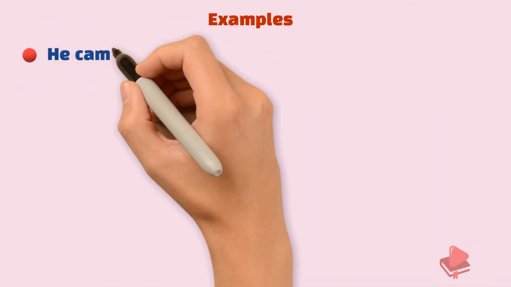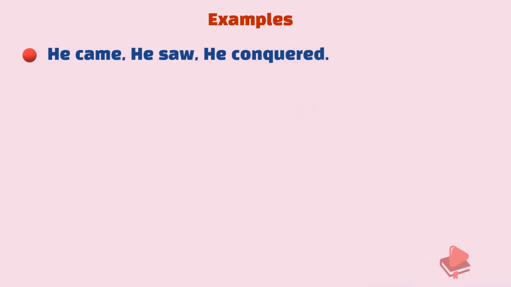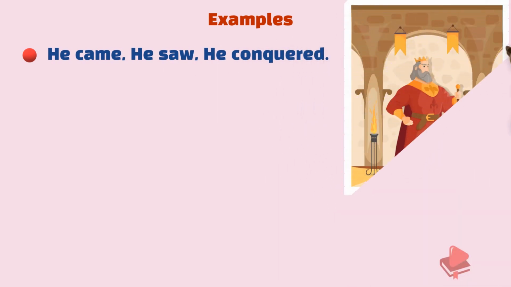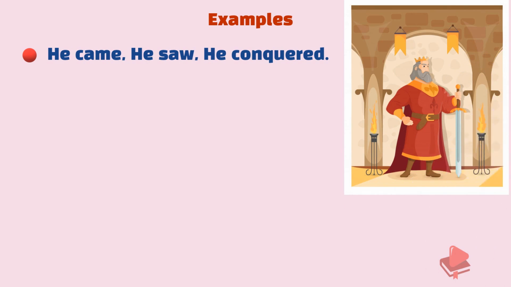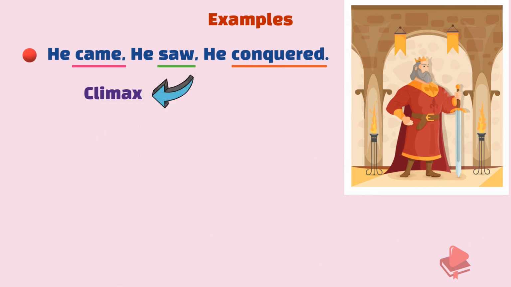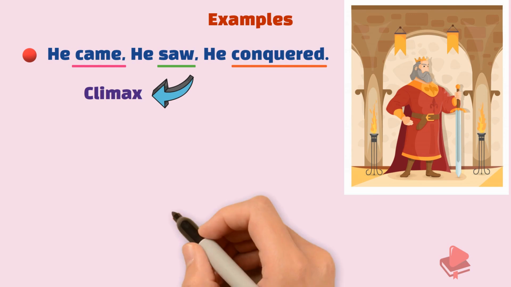He came, he saw, he conquered. Here you can see that in the whole situation, the sequence is maintained. That is, first he came, then he saw, and finally he conquered. As we see, ascending order is used in this sentence. It is an example of climax. Let's see the next example.